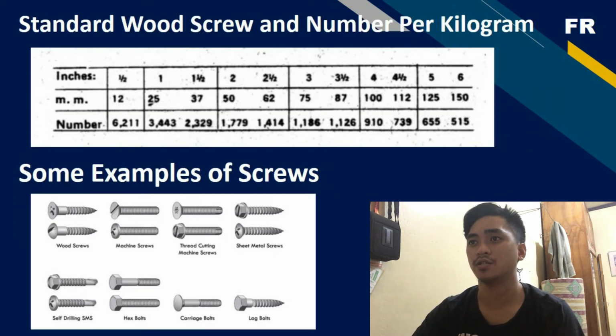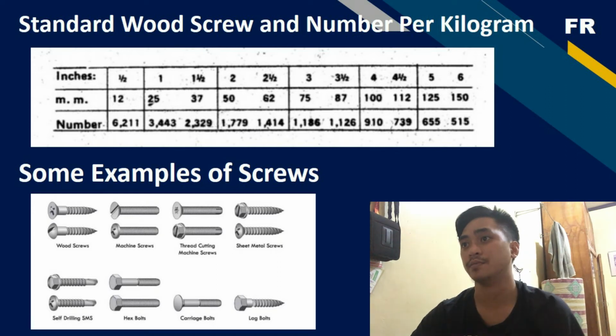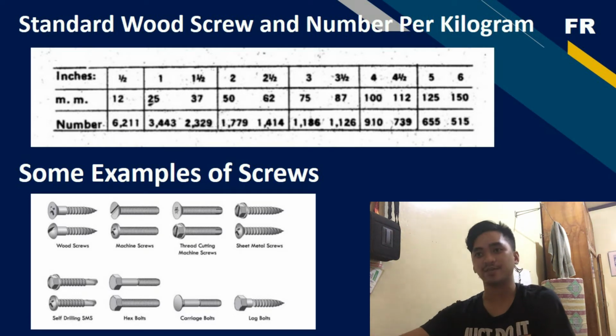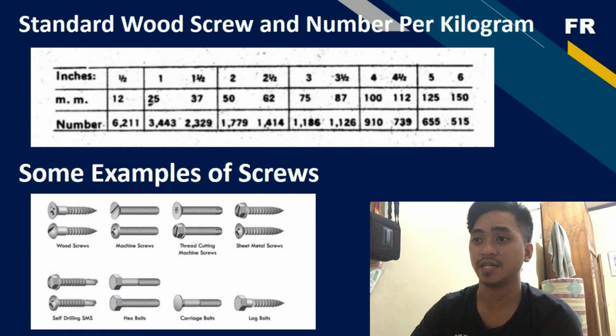Now this table shows the standard wood screw and number per kilogram. Next are some examples of screws. As you can see, these are examples of wood screws, machine screws, thread cutting machine screws, etc.